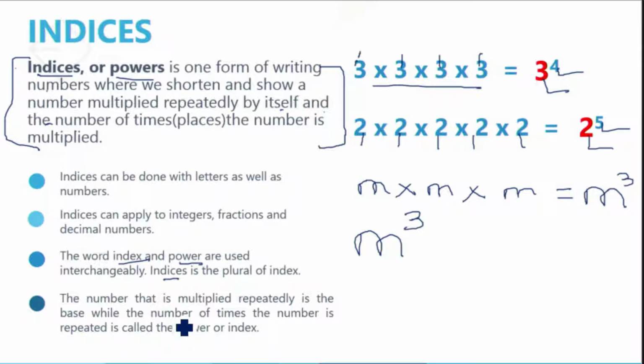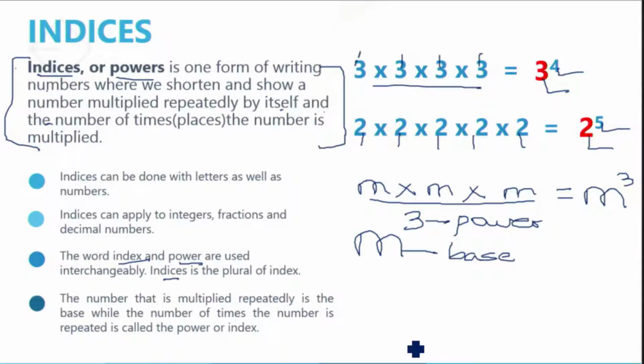So this is saying to us that the number that is multiplied can be a letter. For this case, it's a letter. The number that is multiplied repeatedly is the base. So this is m multiplied repeatedly here, so m is the base, while the number of times the number is repeated is called the power or the index. So it's 3 times that the number is repeated, and that's what we denoted here. So this is the power, or you can call it the index.